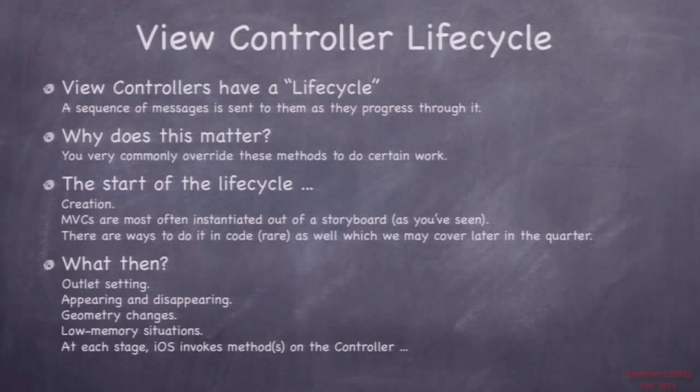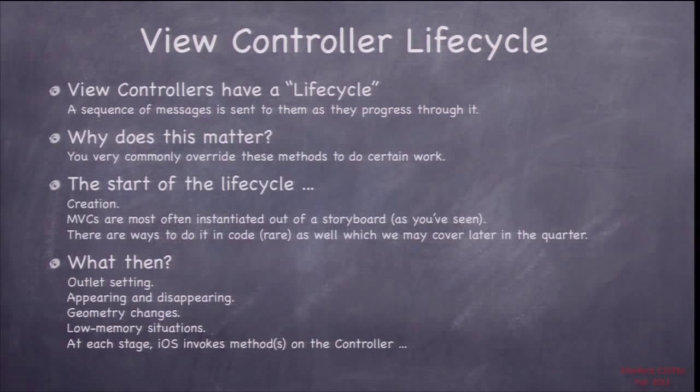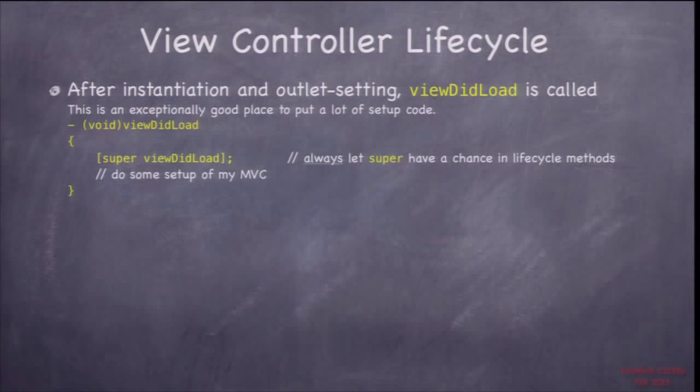Their geometry changes, either device rotation or something else can cause the bounds of your view of your MVC to change. Low memory situations, again, not strictly speaking part of the view controller lifecycle, but that can happen while you're running. And at each of these steps, a method gets called. So let's look at the first one, viewDidLoad. So that's the one we saw in the code that I didn't delete.